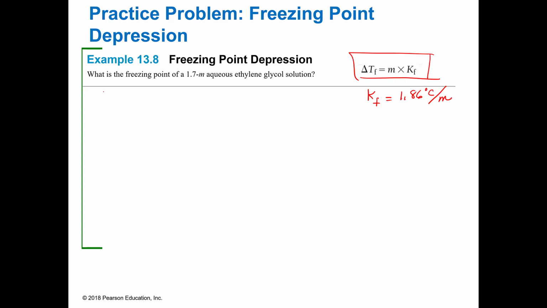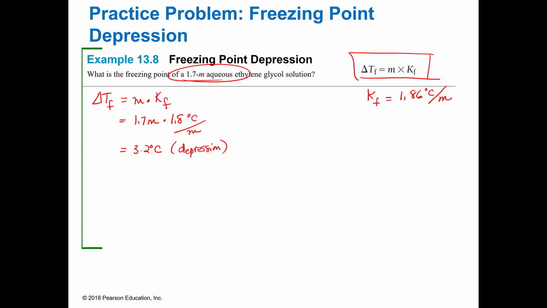The freezing point depression is equal to the molal concentration times K sub F. I've already got that information: it's 1.7 molal, which was given in the wording of the question. I multiply that by the constant, and that gives me 3.2 degrees C. That's my freezing point depression.